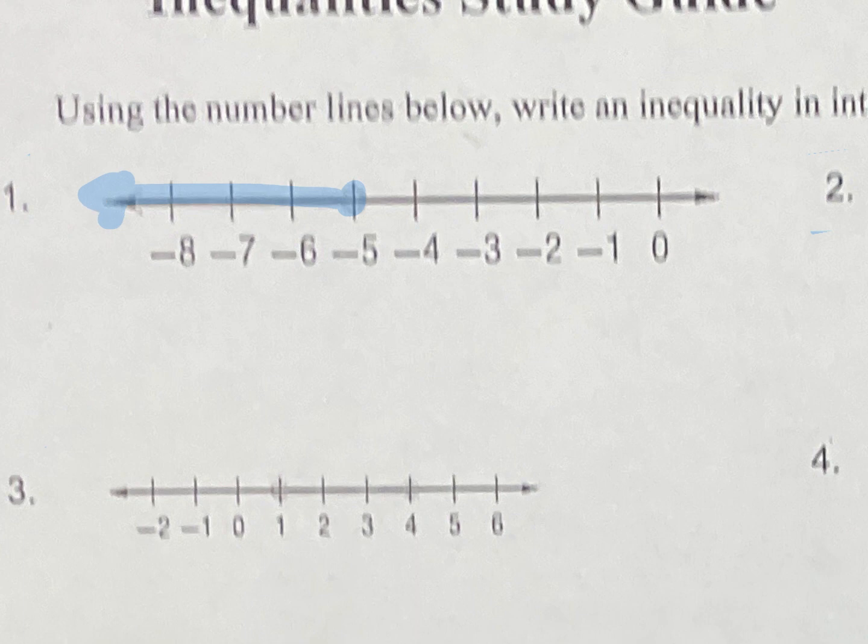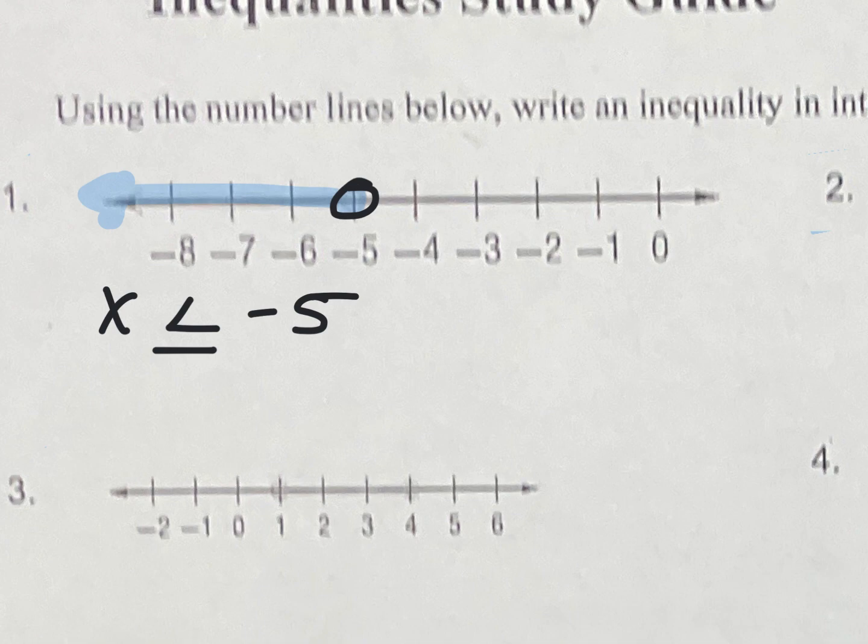So for the inequality, the actual inequality piece, you're going to write x. If it's shaded to the left, that means that x has to be less than -5. And then because that coordinate is filled in, there should be an equal to. So x is less than or equal to -5.